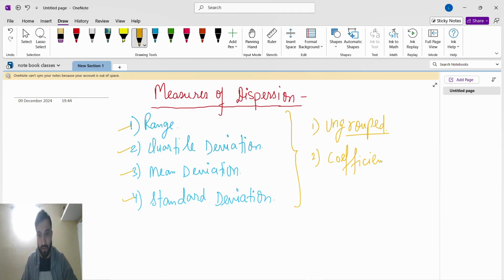That is very important for each and every one. For range, quartile deviation, mean deviation, standard deviation, the coefficient is very important. And then the third is the properties, the theories. That is also important, because in stats we can't neglect the theories. So measures of dispersion consists of 4 topics: range, quartile, mean deviation, and standard deviation. For all these 4 we have to study ungrouped, coefficient, and theory.